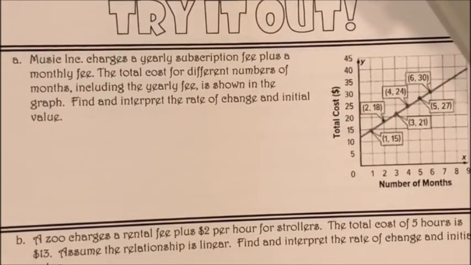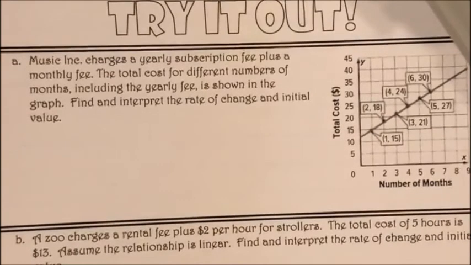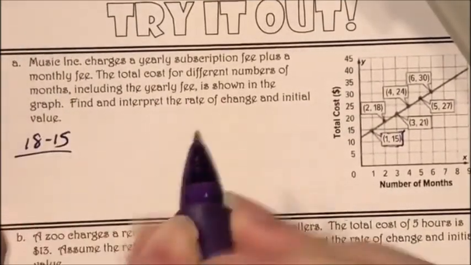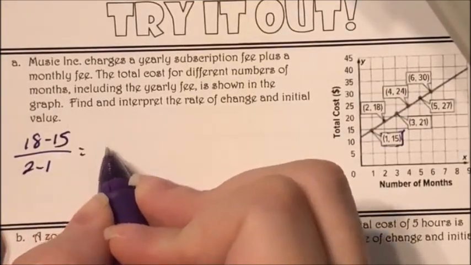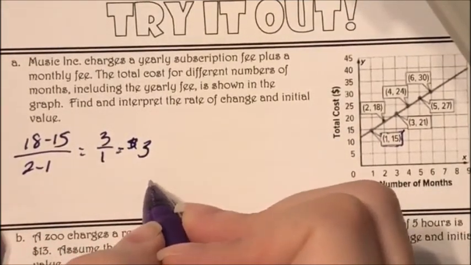Letter A says Music Inc. charges a yearly subscription fee plus a monthly fee. The total cost for different numbers of months, including the yearly fee, is shown in the graph. Find and interpret the rate of change and the initial value. So here's my graph over here. I'm going to take 2 points, 1, 15 and 2, 18. So 18 minus 15 over 2 minus 1 equals 3 over 1, or $3. So $3 is my monthly fee.